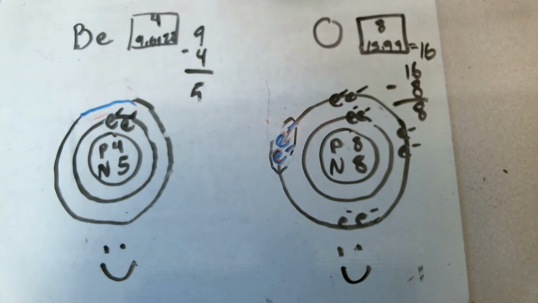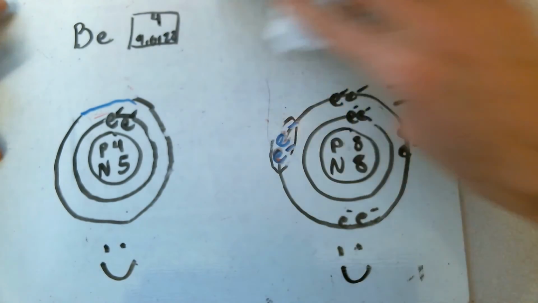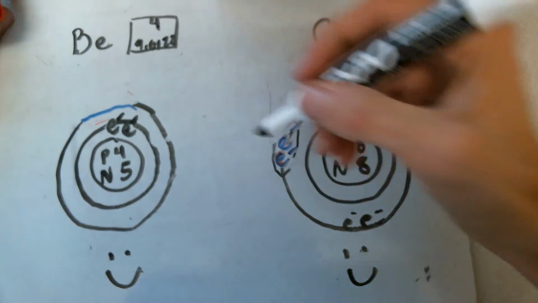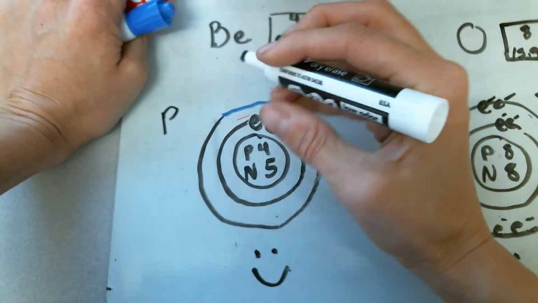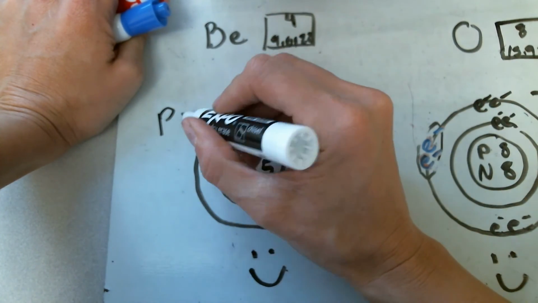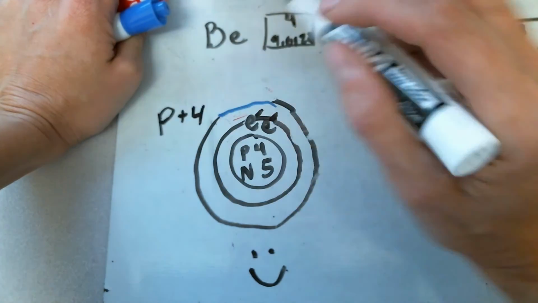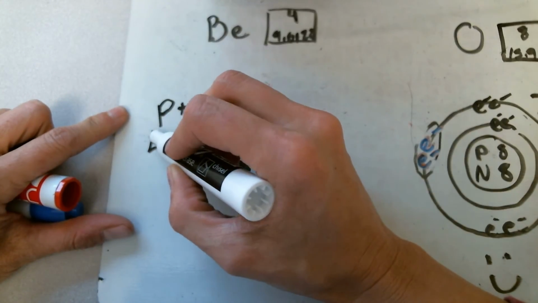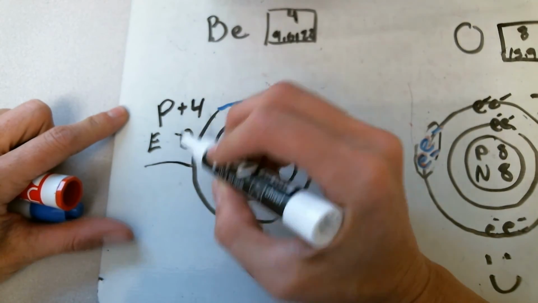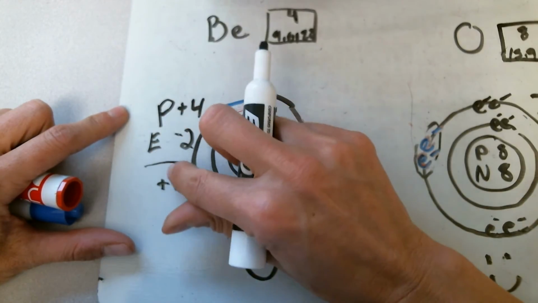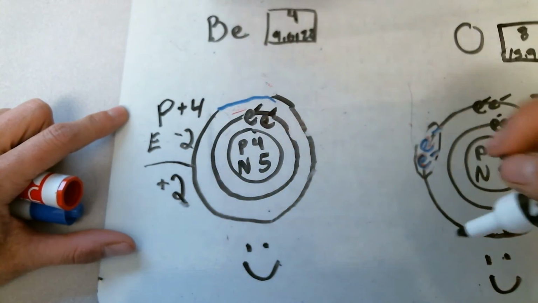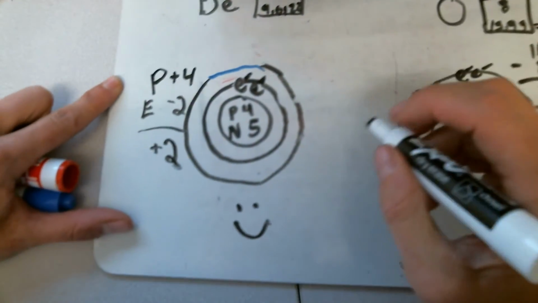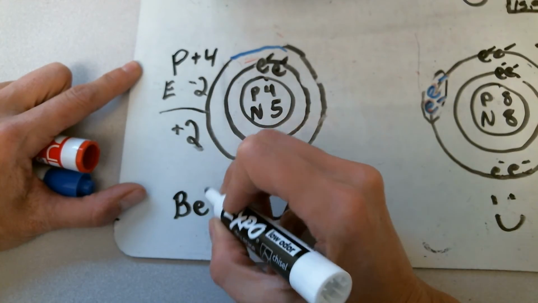So now let's calculate the charge on each of these. If we're looking at the charge on these, we're looking at how many protons there are and how many electrons there are. So protons, which are positive for beryllium, we have 4. So we have a positive 4 for beryllium, for the protons. Our electrons for beryllium, we have 2 negative electrons. So the overall charge is a positive 2. So when we write beryllium as an ion, we would put Be 2+.